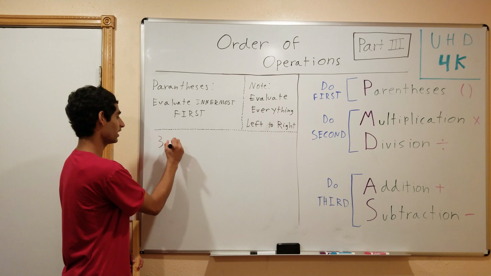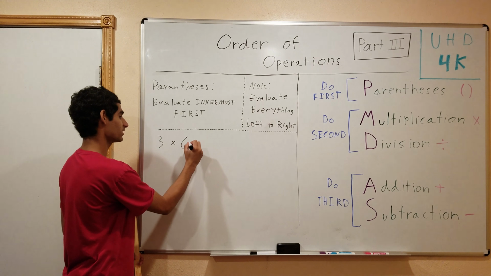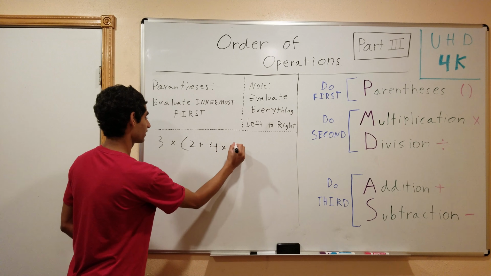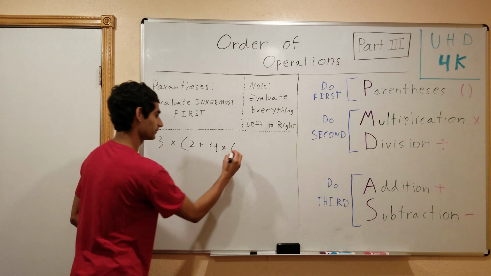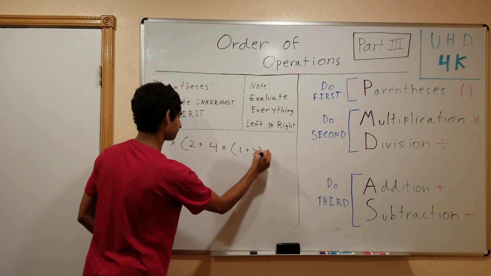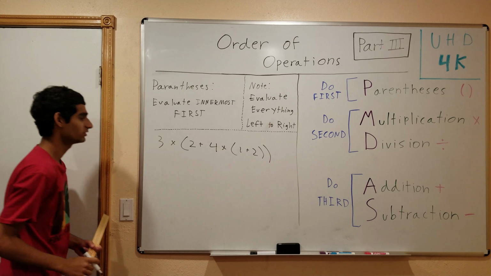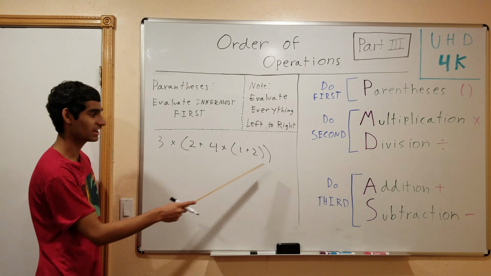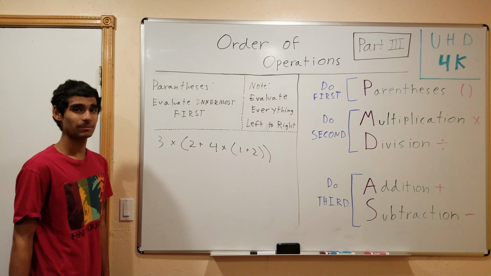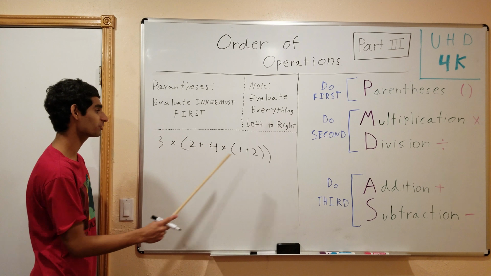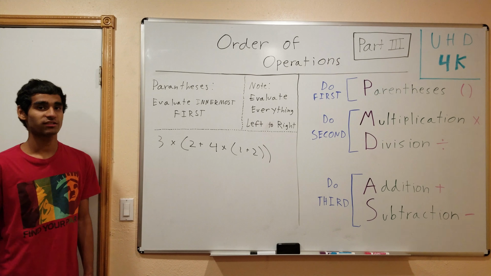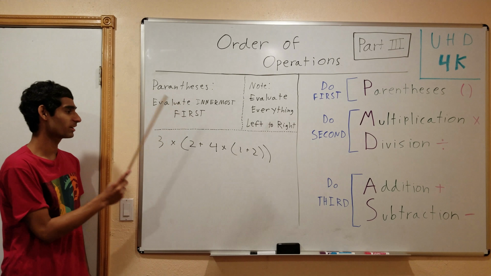What if you have to evaluate 3 times in parentheses 2 plus 4 times 1 more parentheses 1 plus 2? So you can see here you have a statement with parentheses inside another statement with parentheses. So you may be wondering, do I evaluate the outer one first, inner one first, left to right? Well, the trick is you have to evaluate the innermost parentheses first.